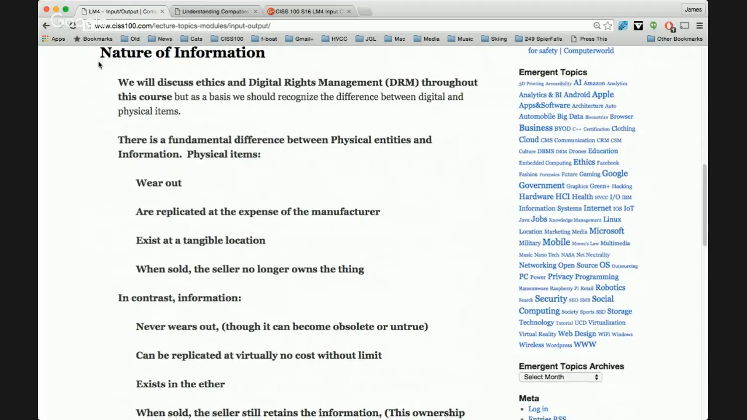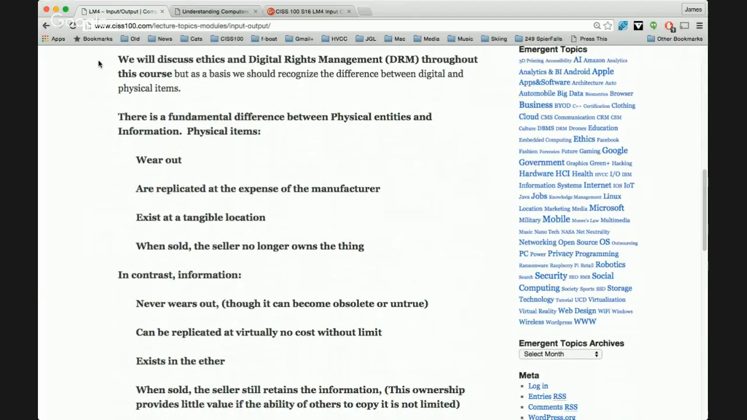So if we look at this, physical entities wear out. They're replicated at the expense of the manufacturer. So as an example, we could easily reverse engineer a car. Great. But to actually make a car, there are very high production costs. Physical things exist at a tangible location, and when sold, you sell a car, you no longer own the thing. Very different from information and digital items.